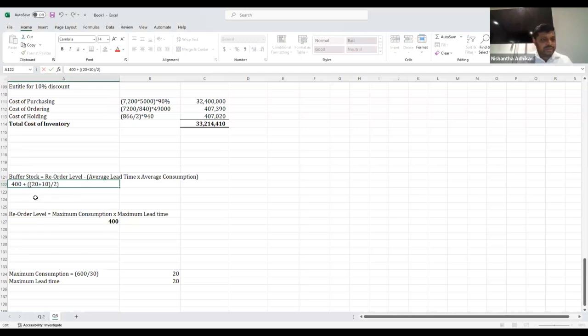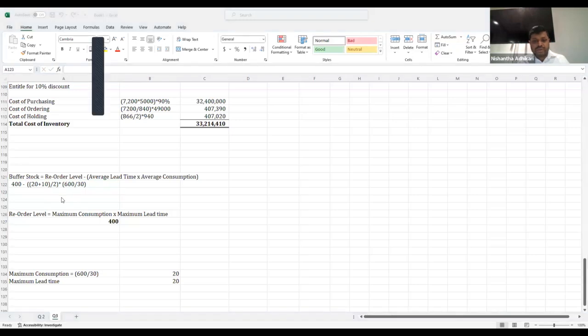Here it is 400 minus average lead time into average consumption. Average consumption is given: they will consume 600 over 30 days. Then if you work out, what should be the value of buffer stock? 20 into 15 is 300, that means 100 units.